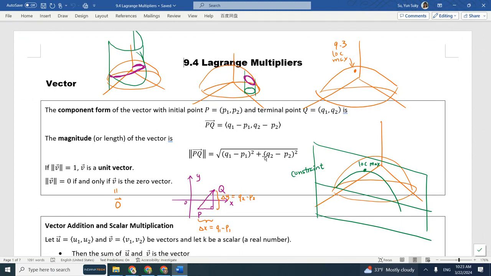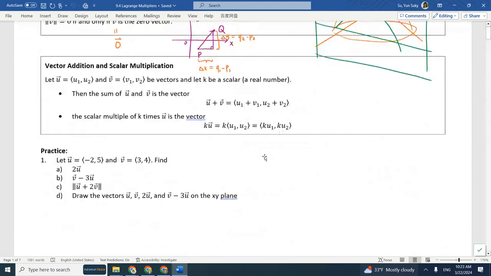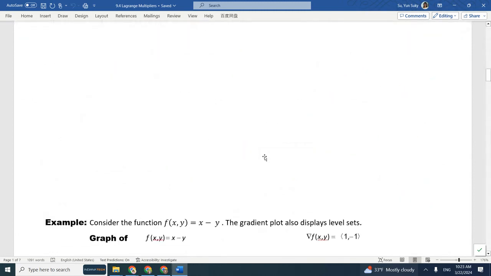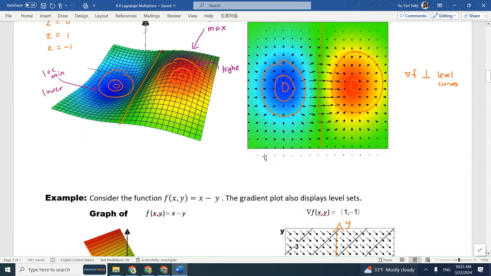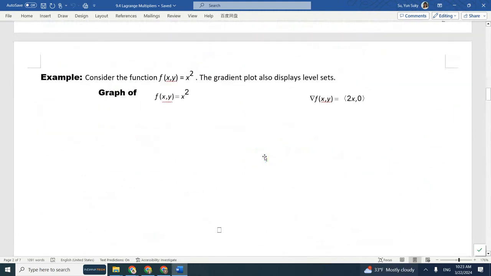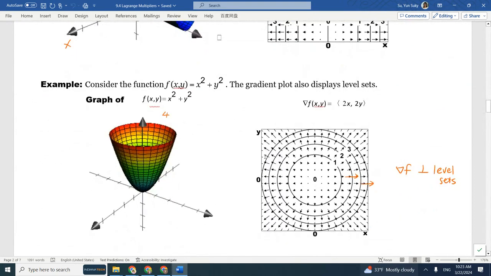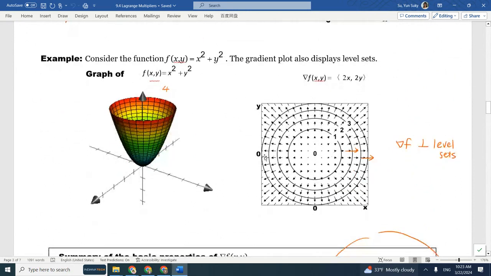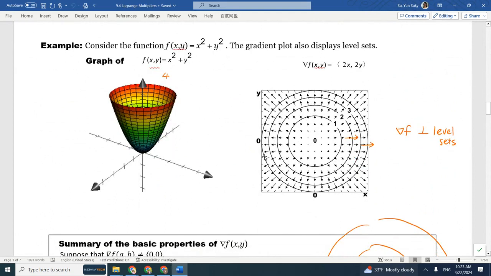We have a constraint, so then we have a curve in space. We're looking for the max and min. And last time we talked about gradients. Do you still remember the gradient vector? By the way, if you missed some class, make sure you watch the recording, because every class builds on the previous class.